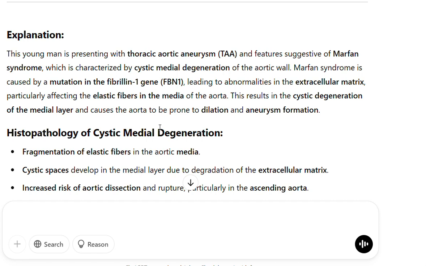Marfan syndrome is caused by a mutation in the fibrillin-1 gene, FBN1, leading to abnormalities in the extracellular matrix, particularly affecting the elastic fibers in the media of the aorta. This results in the cystic degeneration of the medial layer and causes the aorta to be prone to dilation and aneurysm formation.